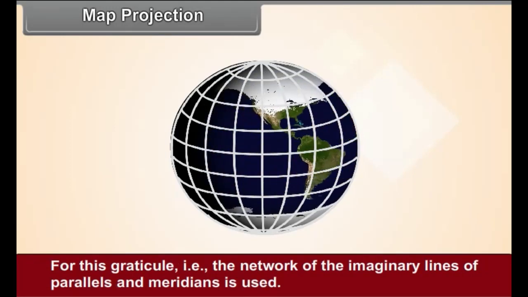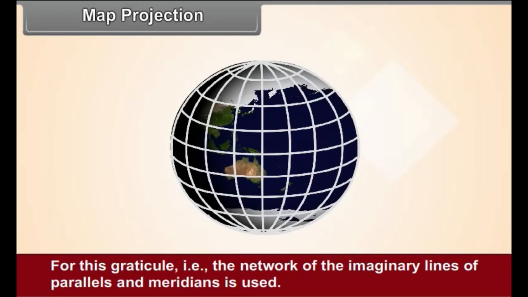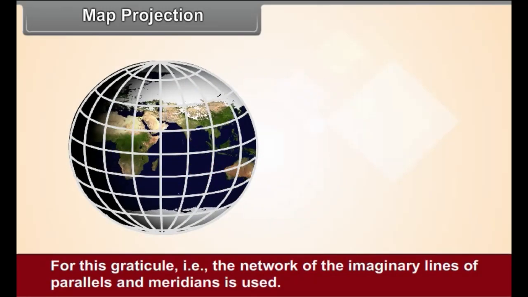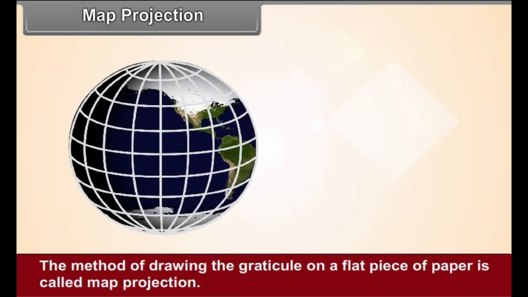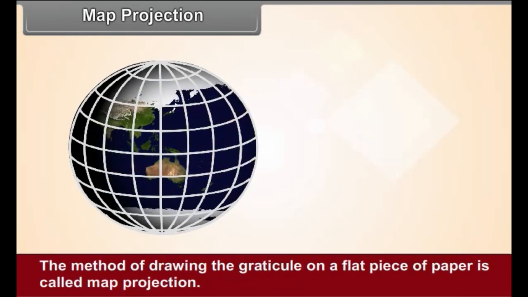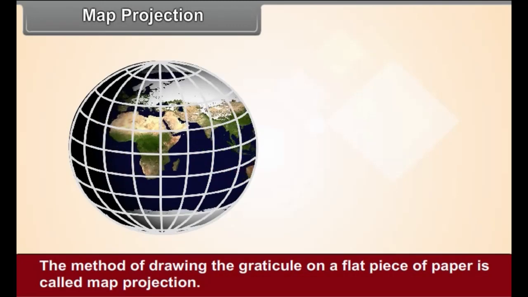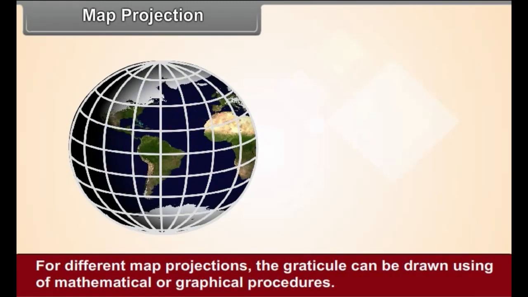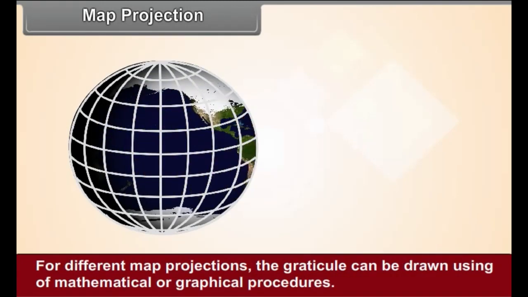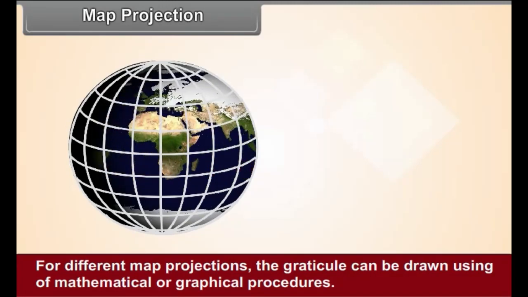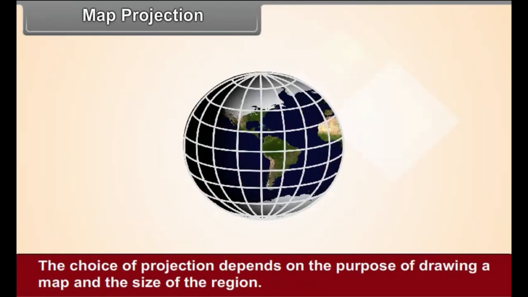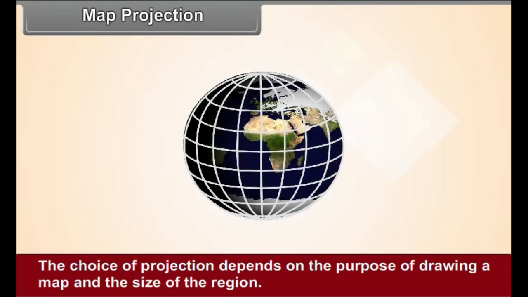For this, the graticule, that is, the network of the imaginary lines of parallels and meridians, is used. The method of drawing the graticule on a flat piece of paper is called map projection. For different map projections, the graticule can be drawn using mathematical or graphical procedures. The choice of a projection depends on the purpose of drawing a map and the size of the region.